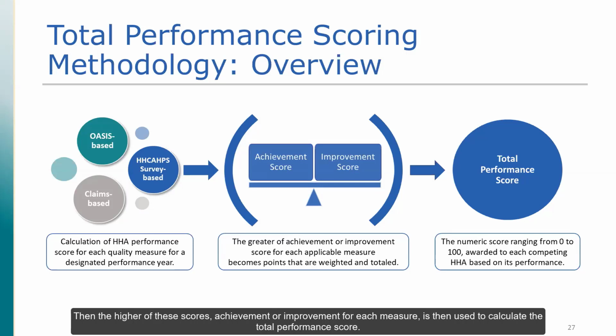Then the higher of these scores, achievement or improvement, for each measure is used to calculate the total performance score. As noted earlier, the total performance score is the numeric score ranging from 0 to 100 and awarded to each competing home health agency based on its performance. Note, an achievement score and an improvement score are calculated for each measure only when sufficient data are available in the baseline and performance years.